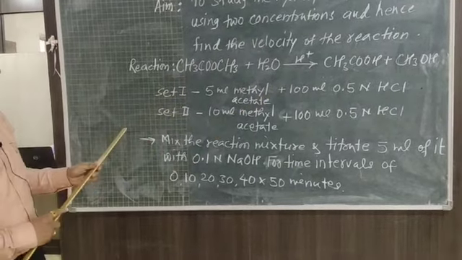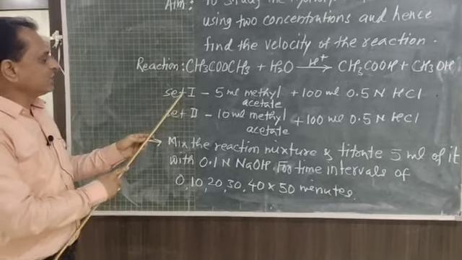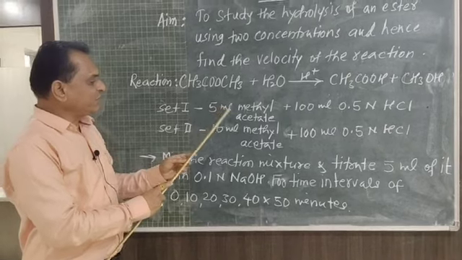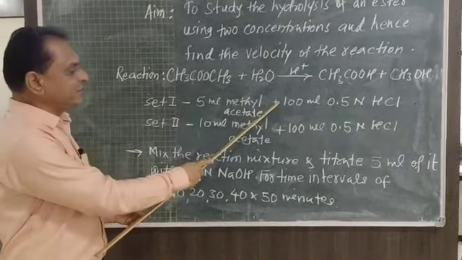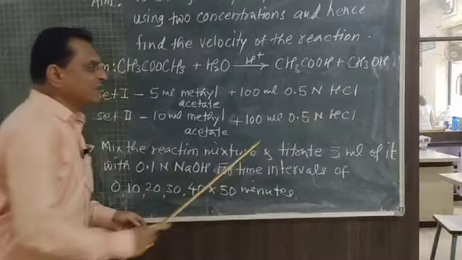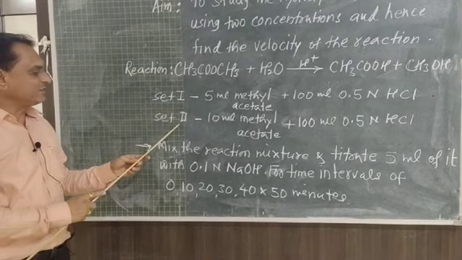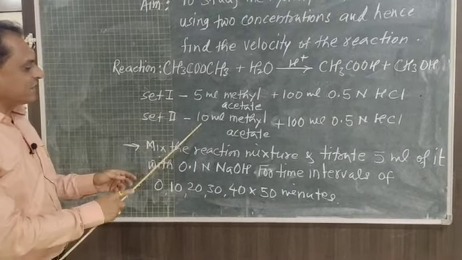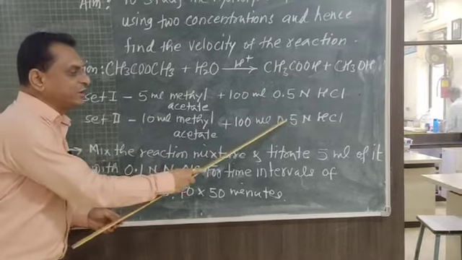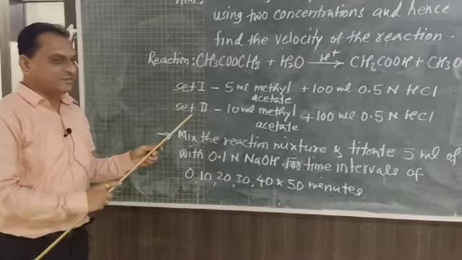For that purpose, first of all, you have to carry out the experiment in two sets. Set number 1 is the first reactant 5 ml methyl acetate and the second reactant is 100 ml 0.5 normal HCl. The same experiment can be carried out using the second set. In the second set, the reactant is 10 ml methyl acetate plus 100 ml 0.5 normal HCl. So, you have to carry out this experiment in two sets.